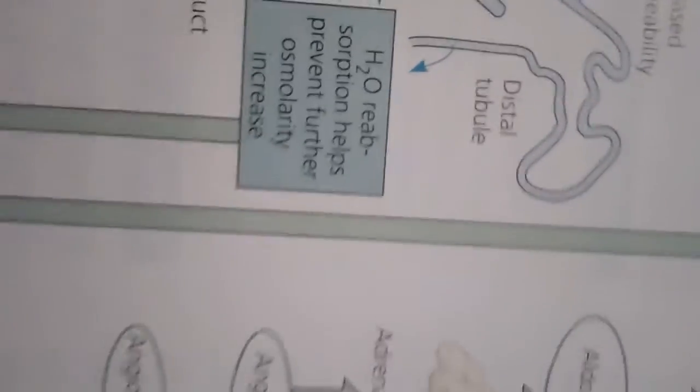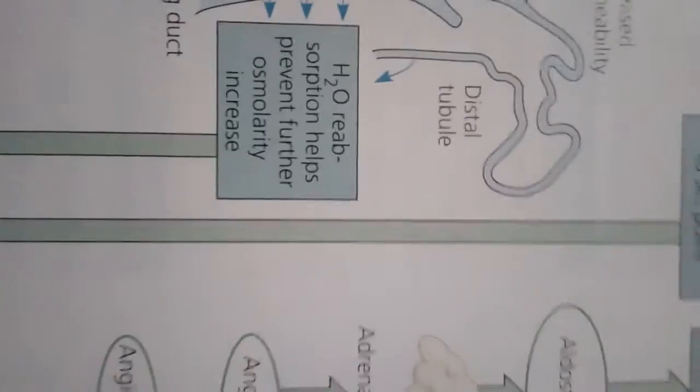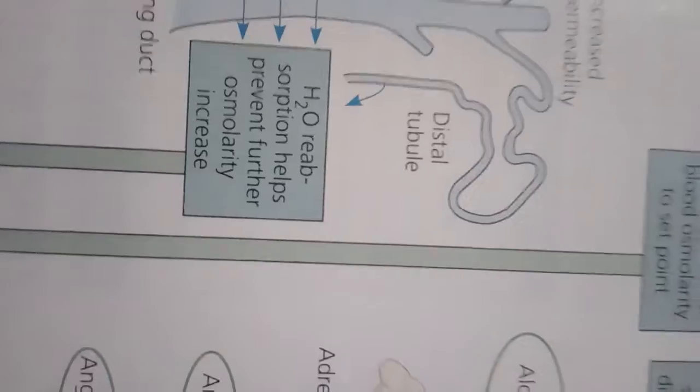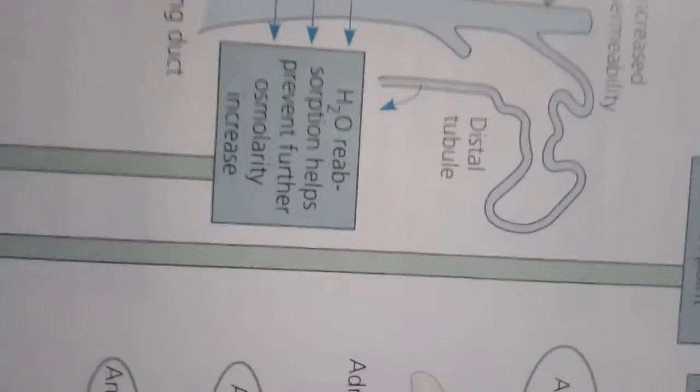Osmoreceptor cells in the hypothalamus monitor the osmolarity of blood. When it rises above a set point of 300 mosm per liter, perhaps due to water loss from sweating or to ingestion of salty food, more ADH is released into the bloodstream and reaches the kidney. The main targets of ADH are the distal tubules and collecting ducts of the kidney, where the hormone increases the permeability of the epithelium to water. This amplifies water resorption, which reduces urine volume and helps prevent further increase of blood osmolarity above the set point.